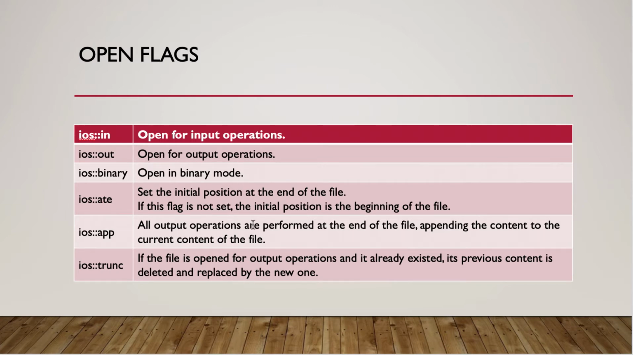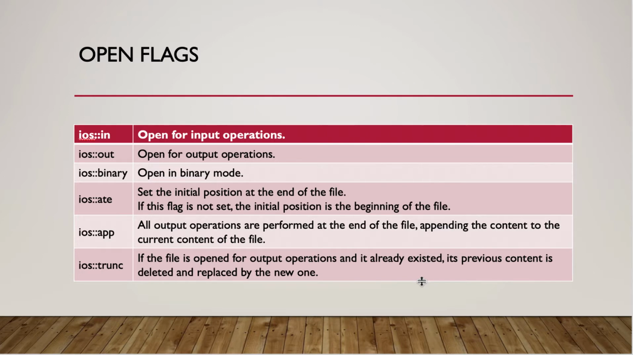And if this flag is not set, the initial position is going to be the beginning of the file, which is going to make more sense. So you put it at the beginning of the file and start writing at the beginning. If you set this flag, you're going to be at the end of the file and you can work your way back up. It all depends on which algorithm you're using. Or you can do app, where all output operations are performed at the end of the file, appending the content to the current content of the file. So that's one of the use cases.